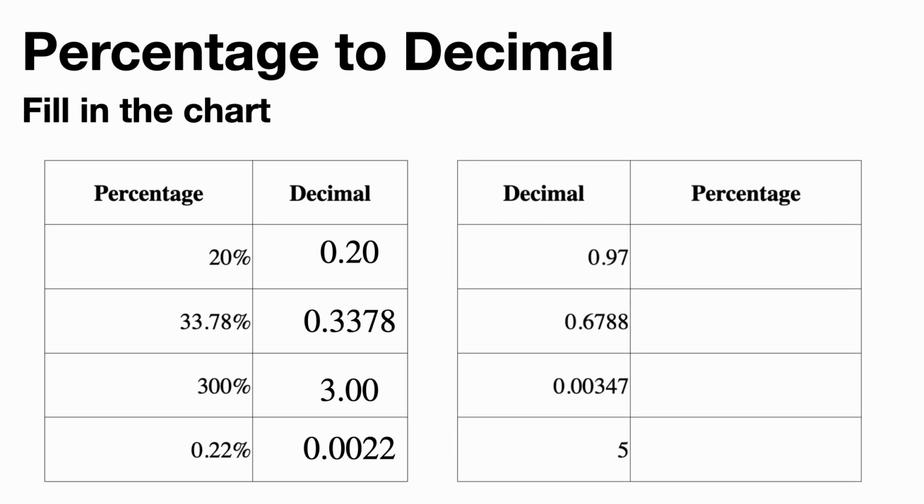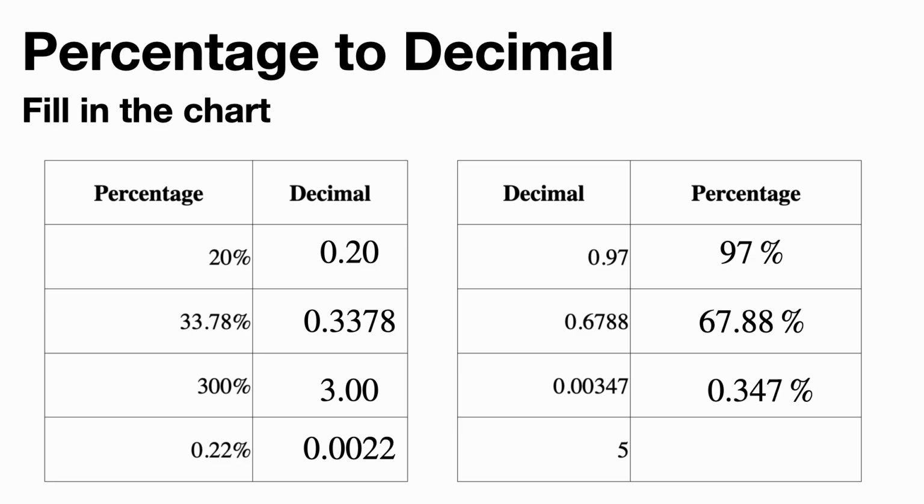Okay. Let's go the other way. Let's go from decimals to percentage. In this way, we are going to multiply by 100. So 0.97 would be 97%. 0.6788 would be 67.88%. 0.00347 would be 0.347%. Notice that it's still a decimal, even if I move the decimal place 2 places or multiply it by 100. It's still a decimal, and that can happen sometimes. A little confusing, so watch for that.